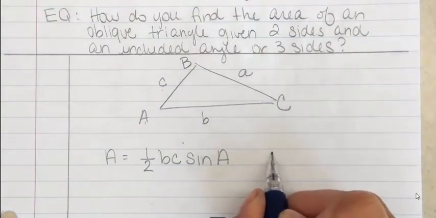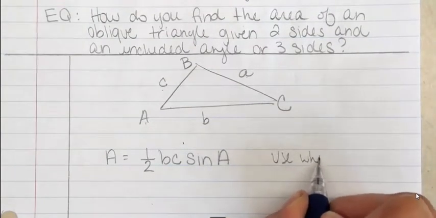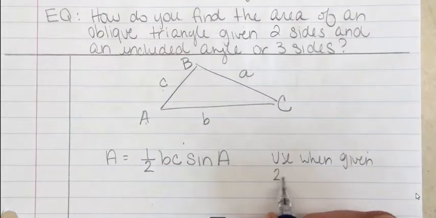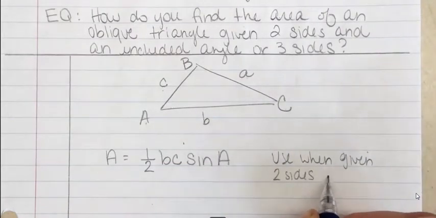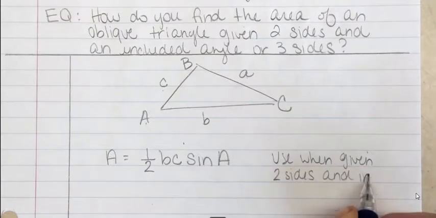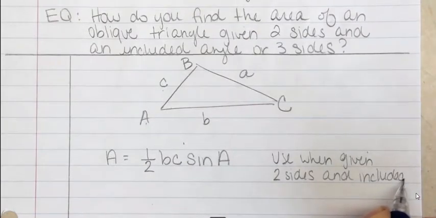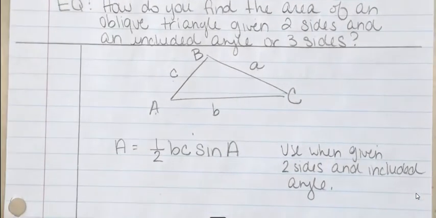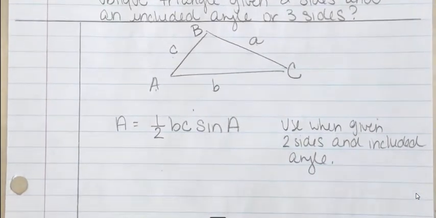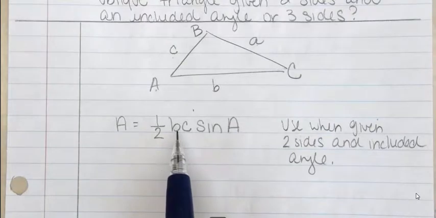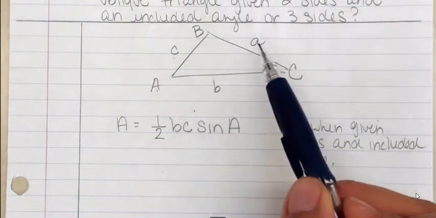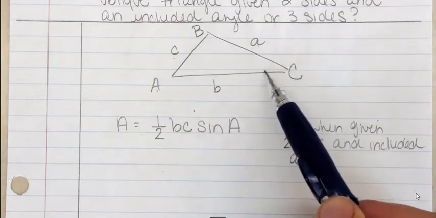So this you use when you're given two sides and included angle. And it's really that easy. Now, they may not be B and C, they may be A and B, in which case, for example, if you had A and B, the included angle would be angle C.